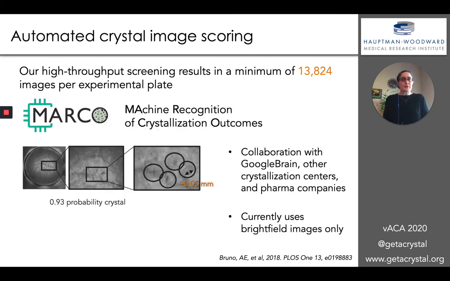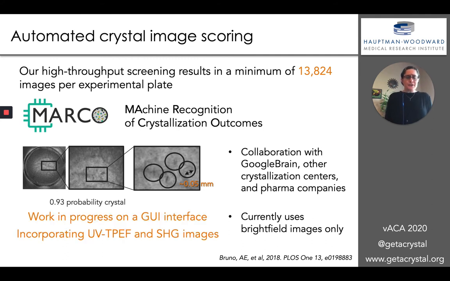So the Crystallization Center, in collaboration with Google Brain, other crystallization centers around the world, and pharma companies, developed an algorithm called machine recognition of crystallization outcomes. It's called MARCO, and if you're interested in more details, the reference is here. It uses bright field images and has a large testing and training set that enables us to very efficiently and quickly rank crystallization outcomes as crystalline or other classifications.